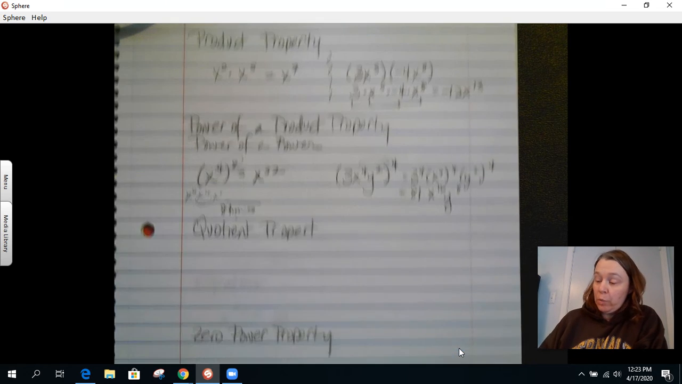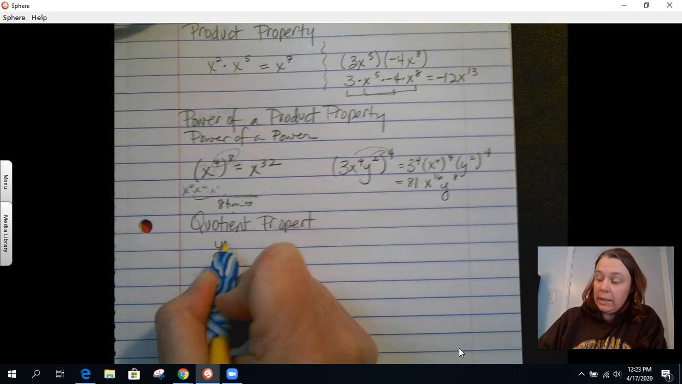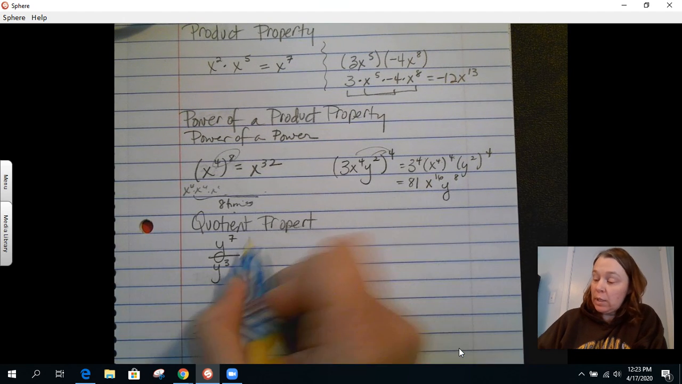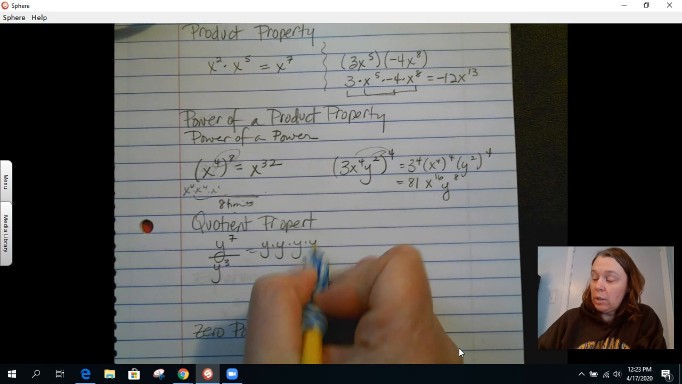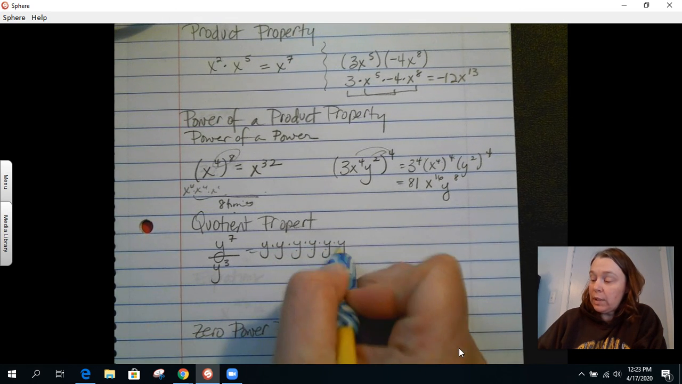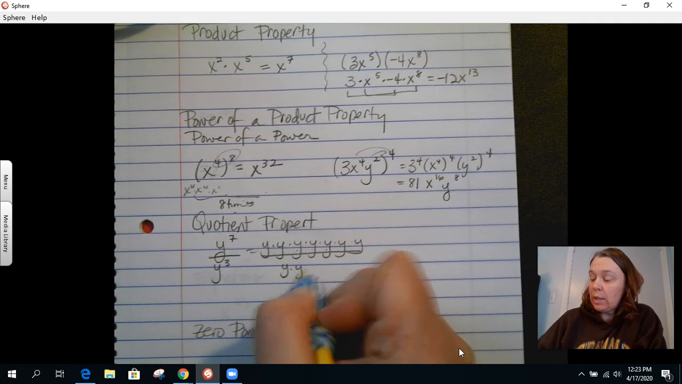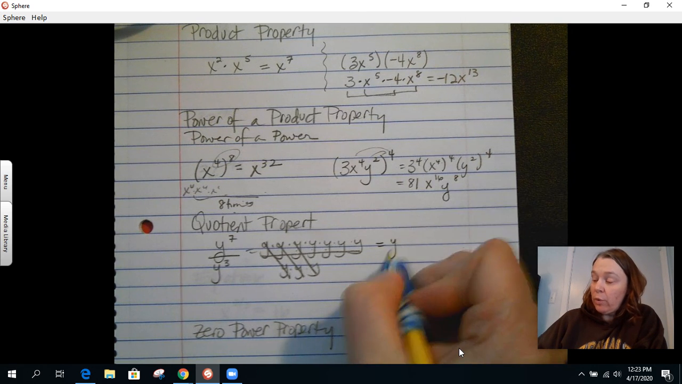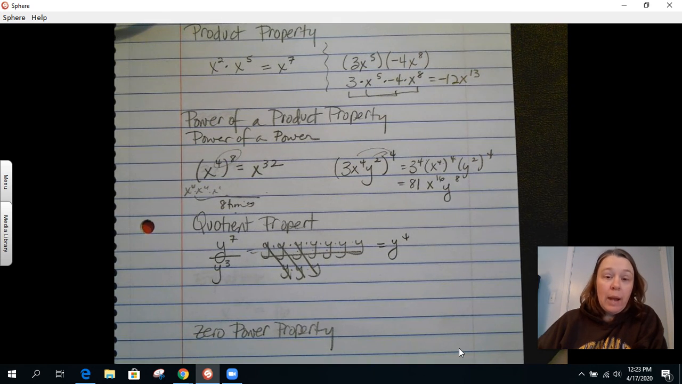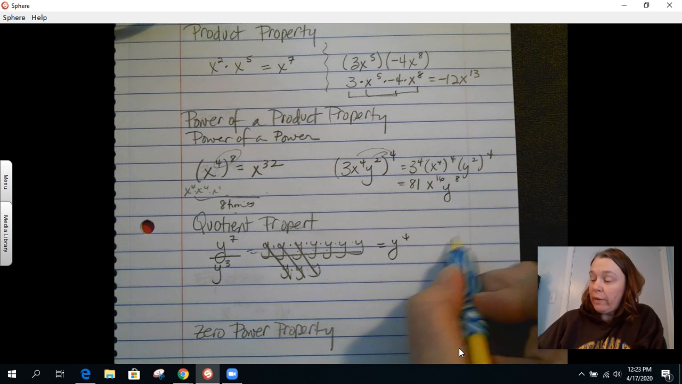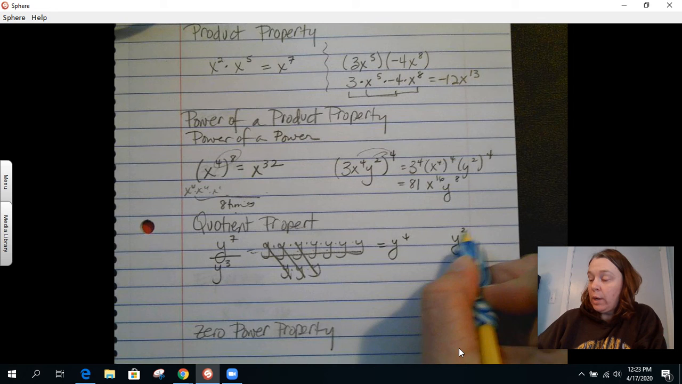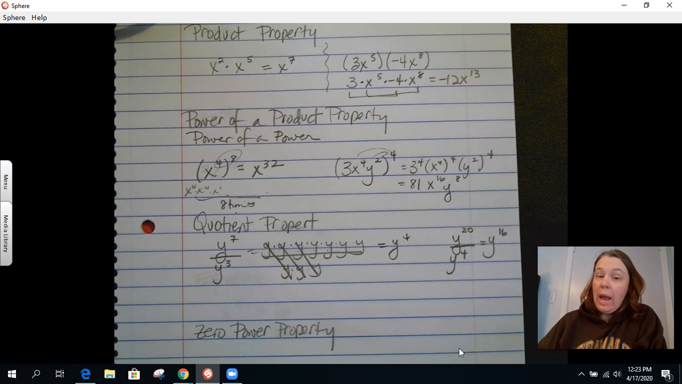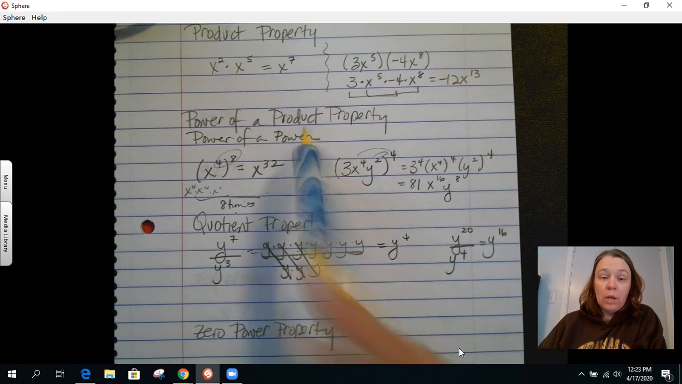Okay. Our quotient property, remember, is if I had something like y to the 7th divided by y to the 3rd, the idea is that I would subtract the exponents, because if I were to write this all out, 1, 2, 3, 4, 5, 6, 7, all over y times y times y, I would get 3 pairs that cancel out and would leave me with y to the 4th. So rather than do that every single time, I can just subtract the powers. So if I had y to the 20th over y to the 4th, I could just say that's y to the 16th.